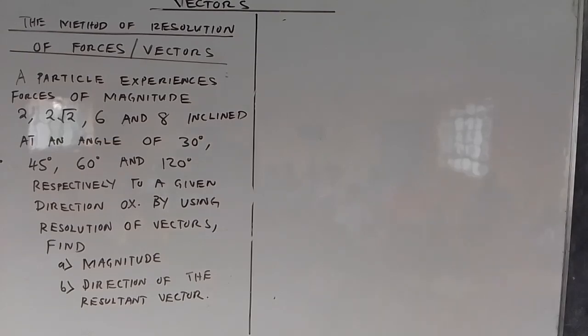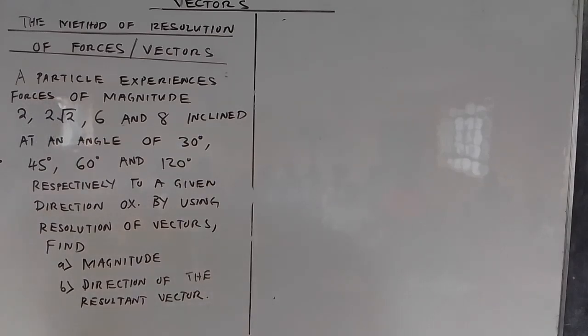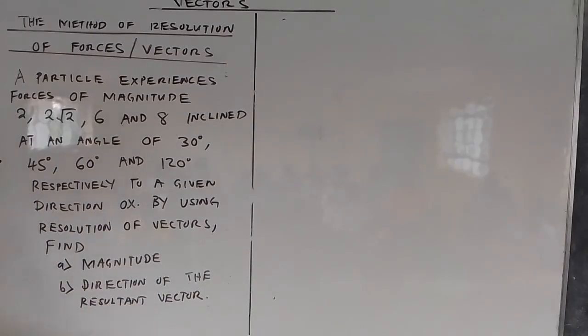On the method of resolution of forces, you'll be told a particle experiences forces of magnitude 2, 2 root 2, 6, and 8 inclined at an angle of 30 degrees, 45 degrees, 60 degrees, and 120 degrees respectively to a given direction OX, isn't it? Then you'll be told to use the method of resolution of vectors to find the magnitude and direction of the resultant vector.